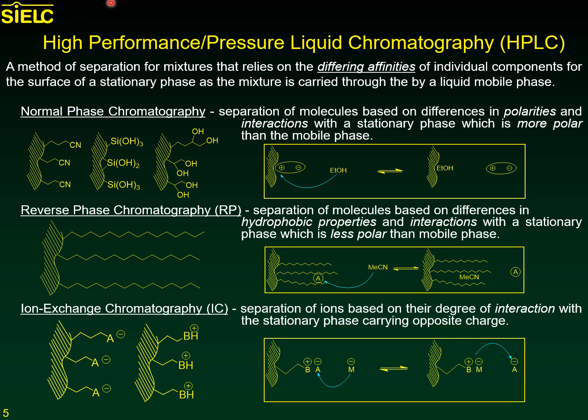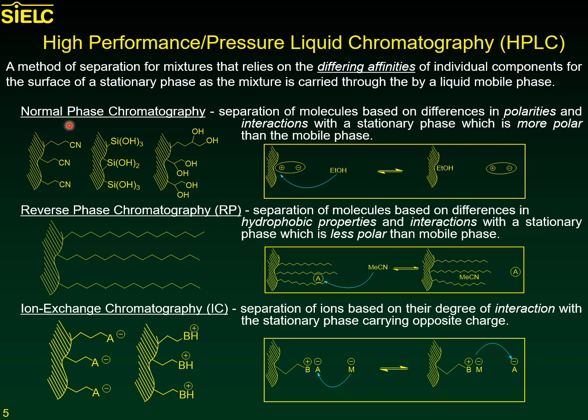HPLC stands for high performance or high pressure liquid chromatography, and it is a method of separation for mixtures that relies on the differing affinities of individual analytes for the stationary phase surface, as well as for the mobile phase that is a liquid that is carrying the analytes through. There are three generally accepted forms of chromatography for HPLC.